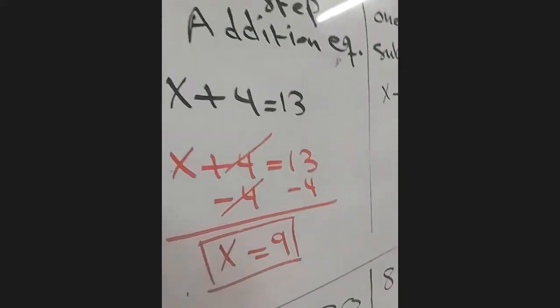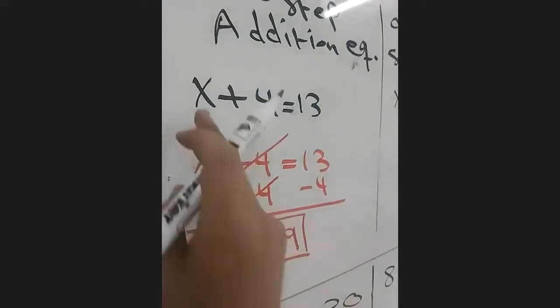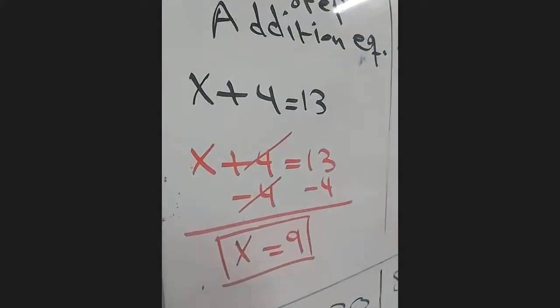And how do we check our solution? We check it mentally here. We replace x by 9. 9 plus 4 is 13.